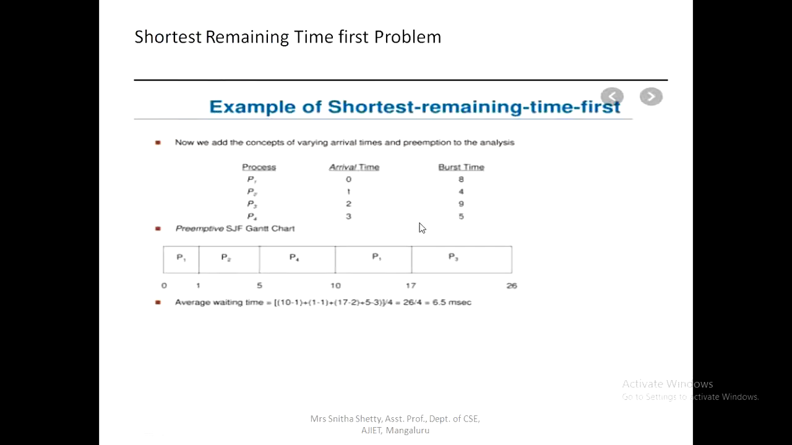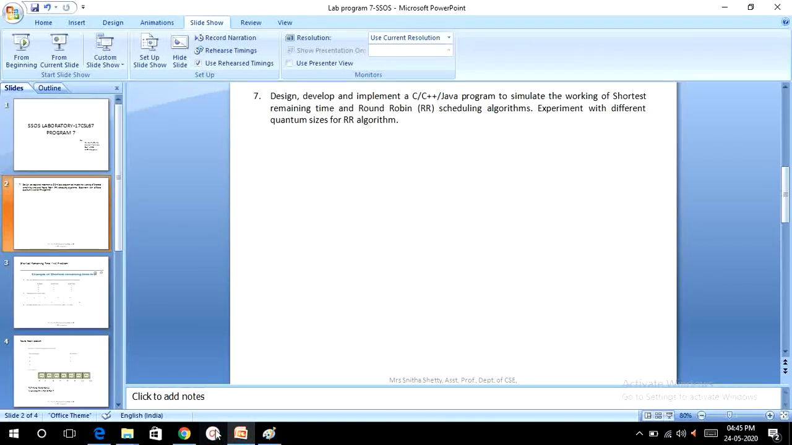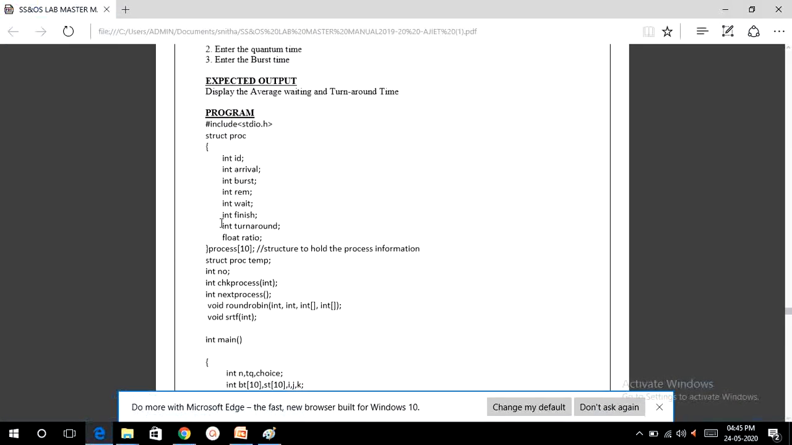I hope it is clear, students, how we calculated the average waiting time. How did we calculate the waiting time here? The process P1 completed at 17, but what is the burst time? Waiting time is equal to turnaround time minus service time. This is how we calculate the waiting time. So now let's look at the problem, the program.